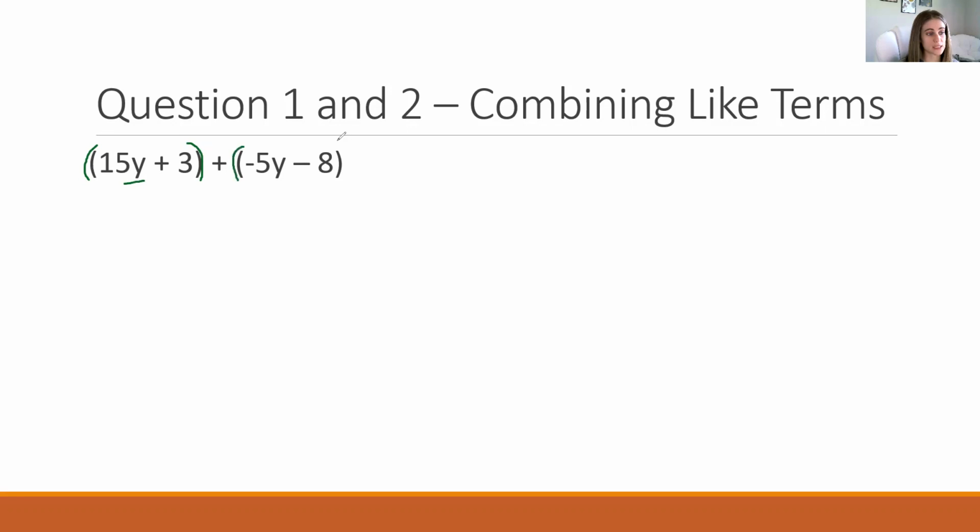Same goes with our second set of parentheses. We cannot subtract those because the -5 has a y, the 8 does not. Therefore, there are no like terms I can combine. When that happens, the next thing that we should look at to see if we can get rid of these parentheses is anything being multiplied by them? Because if so, we can use the distributive property.